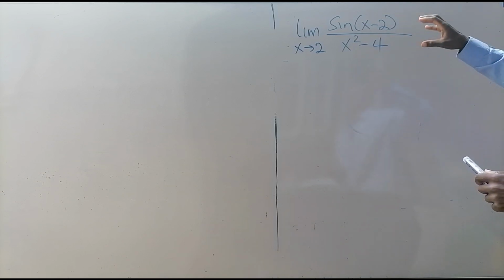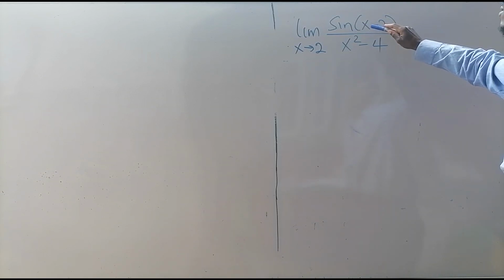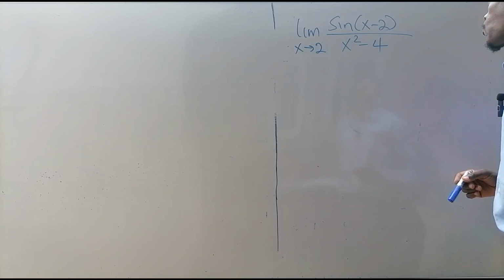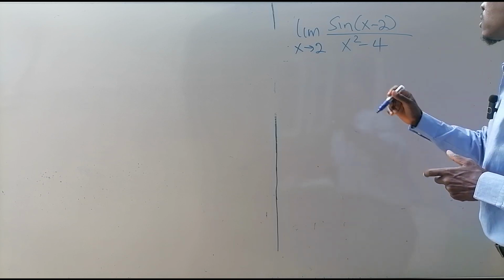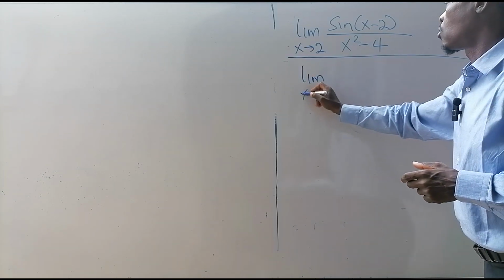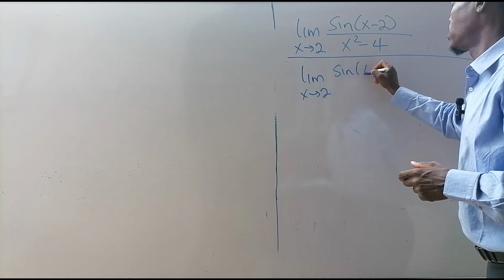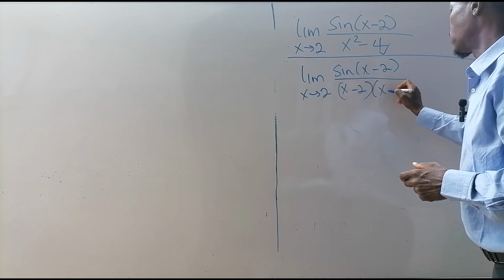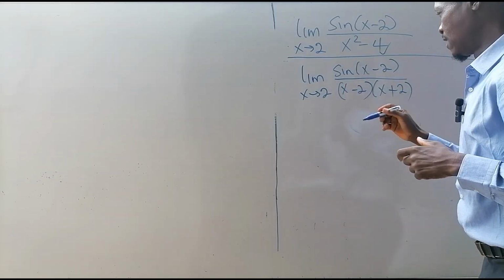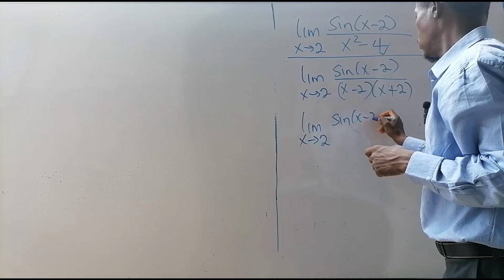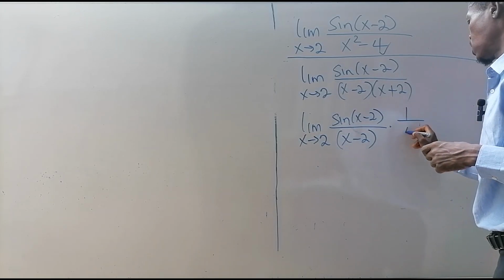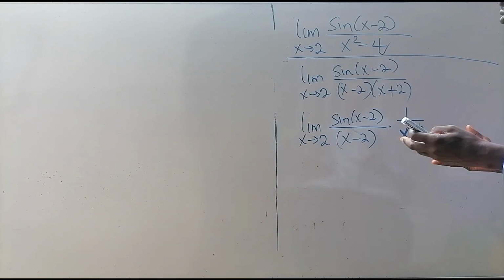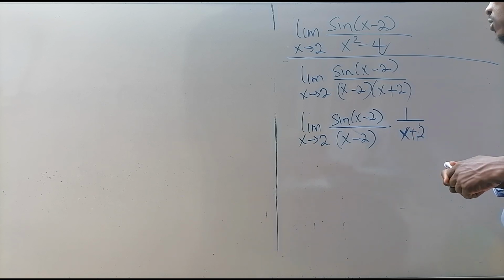Another question we have is the limit of sin(x − 2) over (x² − 4) as x tends to 2. So what we're going to do in this case is to use algebra to factor the denominator. This is a difference of two squares. We can separate the function at the denominator, times 1 over x + 2.